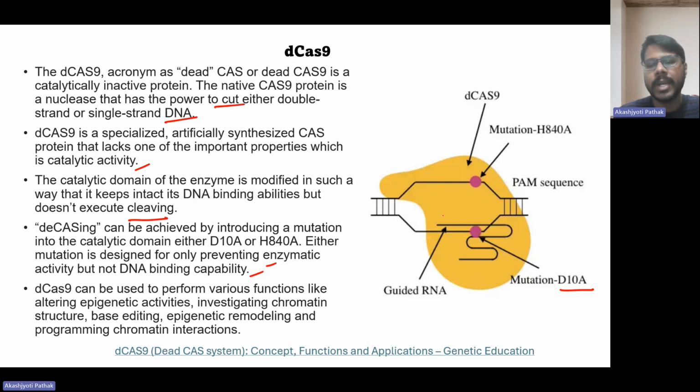For example, if there is a particular sequence of the DNA which is oncogenic, or which is in a cancer cell, say this particular gene has become very active and it is being overexpressed. So you can design the Cas9 system which can go and bind to this particular DNA sequence and inhibit the transcription of this particular DNA sequence. So such types of applications can be done by using this dCas9 protein.